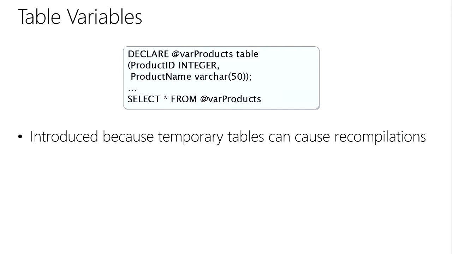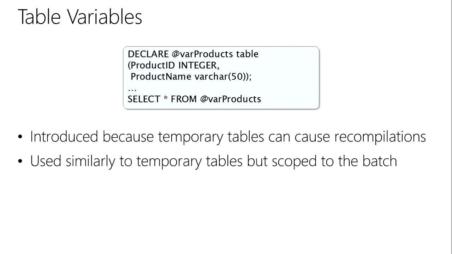And then from then on we effectively define it the same way we would define a table, with columns and data types. And you can then treat it just like a table. You can select star from your @ symbol var products in this case. So they are similar to temporary tables. They're scoped to the batch, not to the session. We'll talk about this in one of the later modules when we get into programming with Transact-SQL, and get a bit more specific about what these things mean.